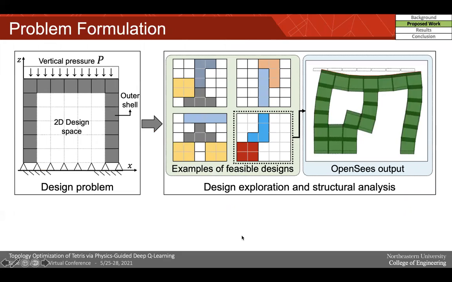This slide shows the formulation of stone masonry in the context of Tetris-like environment. On the left side of the slide, a simplified design problem is shown, which consists of 2D design space like Tetris board enclosed with the outer shell. One can freely place Tetris workpieces in the design space to design a masonry structure. And considering the boundary condition and external load applied to the structure, the behavior of the resultant masonry design can be evaluated with OpenSees finite element analysis, as shown in the right side of the slide.